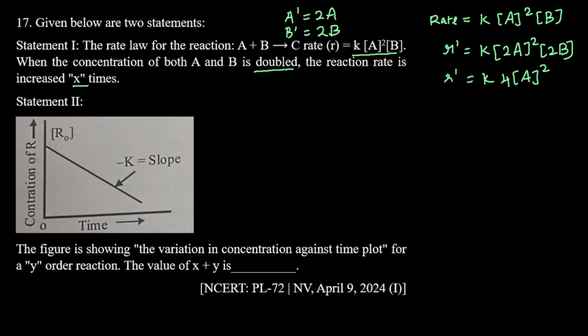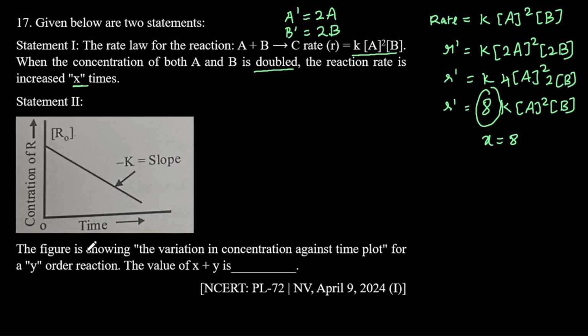Then here you are having 2 into concentration of B. So R dash is equal to 4 into 2 is 8, 8 K A power 2 into concentration of B. So the new rate is increased X times. So the value of X is 8. So the new rate is increased 8 times.